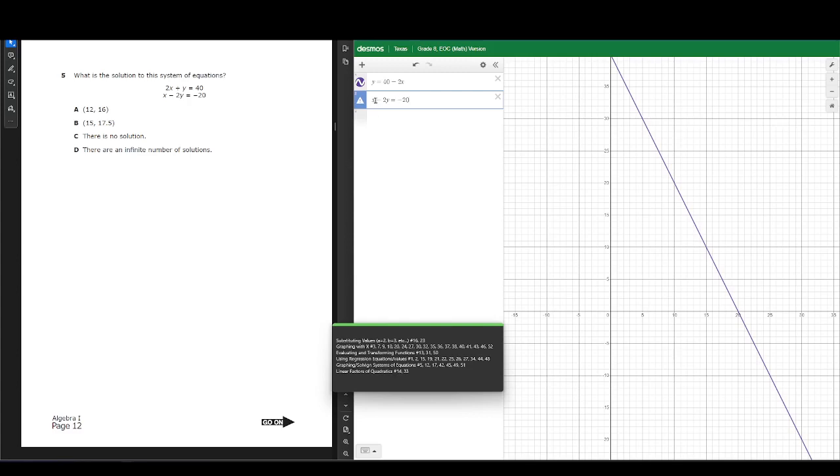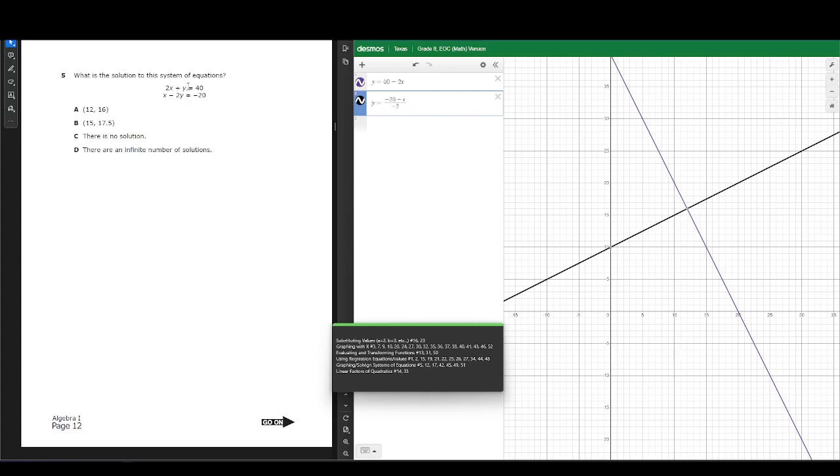So I need this x on the other side, so I'm going to do minus x to get rid of this. And then there's a negative 2 in front of the y, so I need to divide all of this by negative 2. And it does not matter that it's in a really ugly form. It still is going to give me my solution of 12, 16, and that's that.